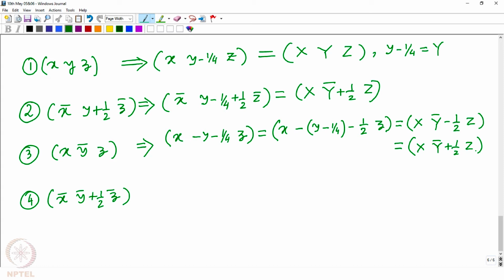So as a result, now the point number 2 and point number 3 are inversion related. I'm sorry, I made a mistake previously. This is x bar, y plus half, z bar, and this is x, y bar plus half, z.